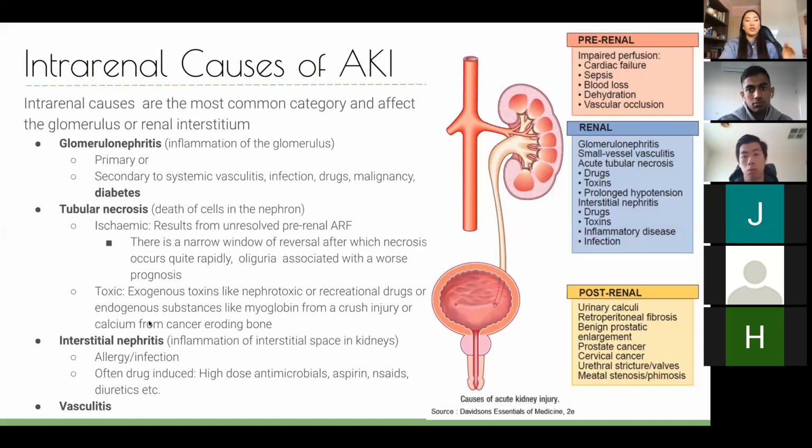It can also be caused by toxic stuff. So nephrotoxic drugs would be the classic one, but then all sorts of other stuff as well that you don't really have to worry too much about.